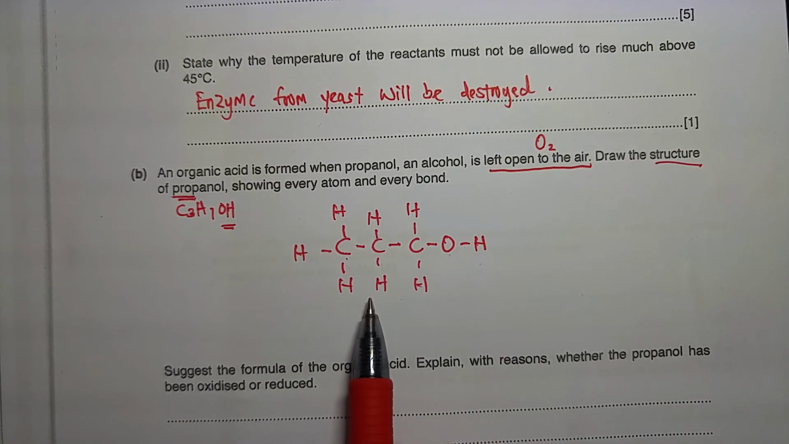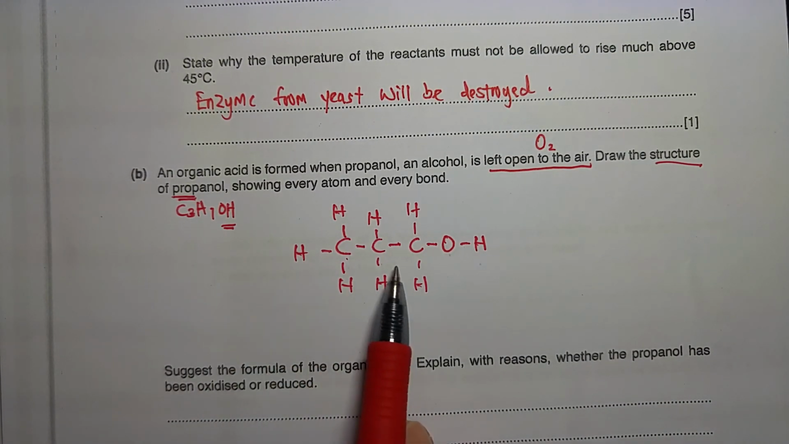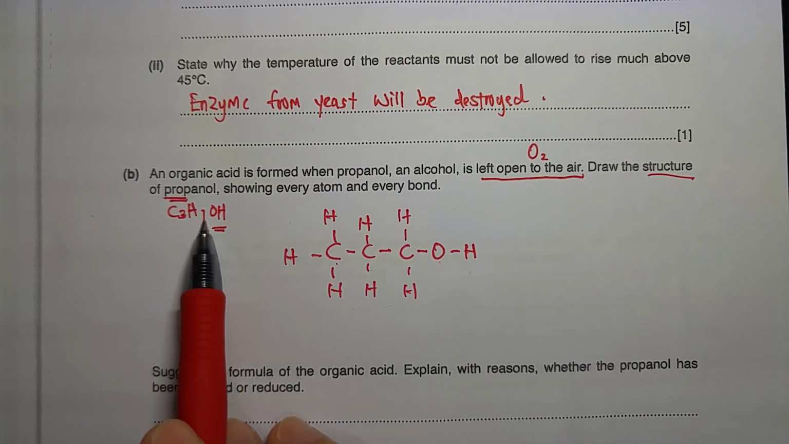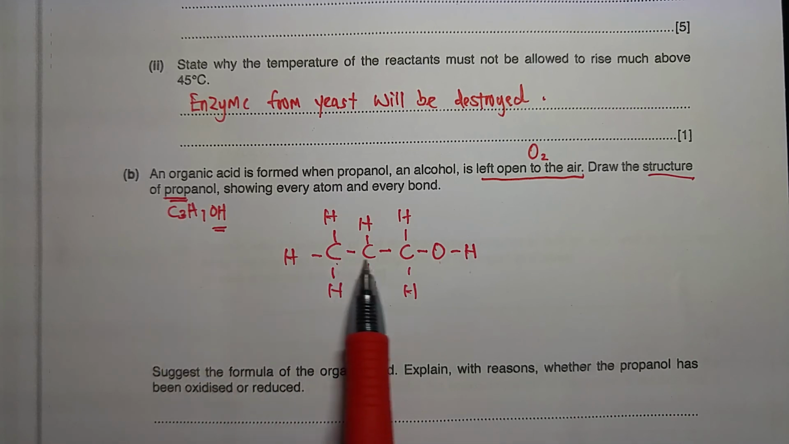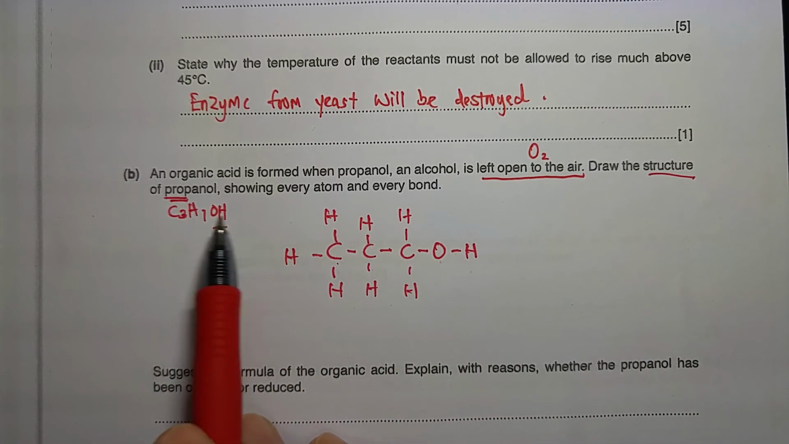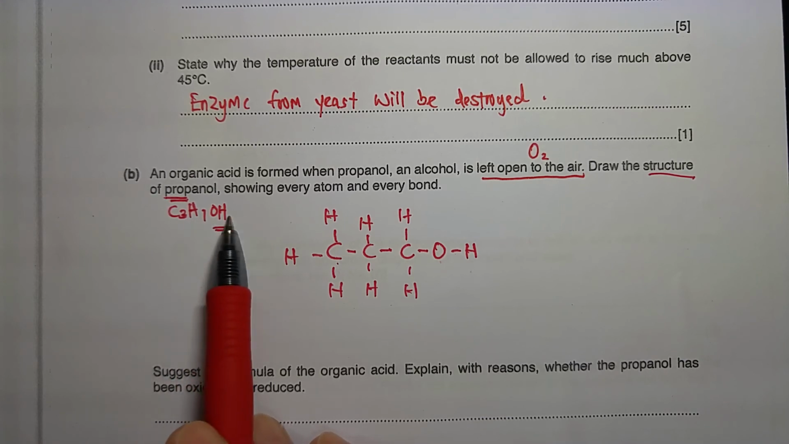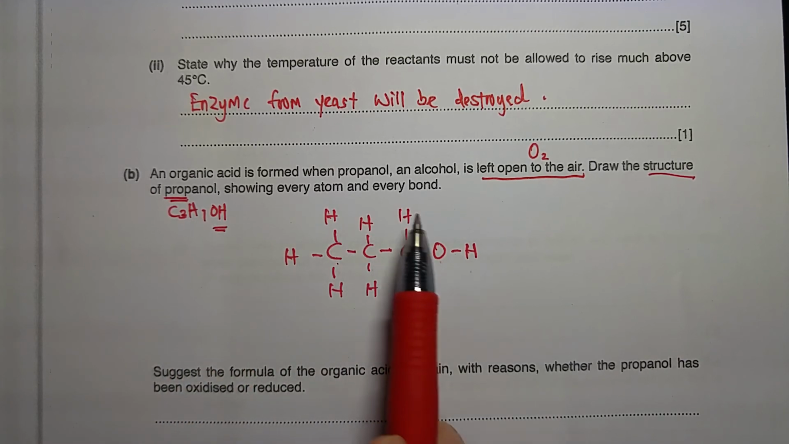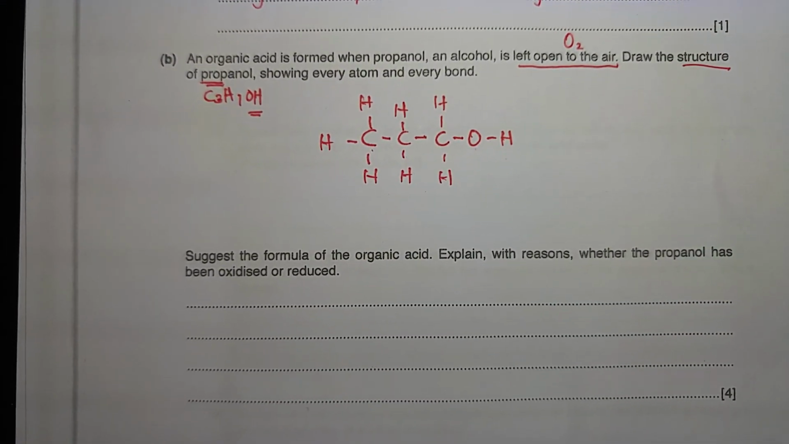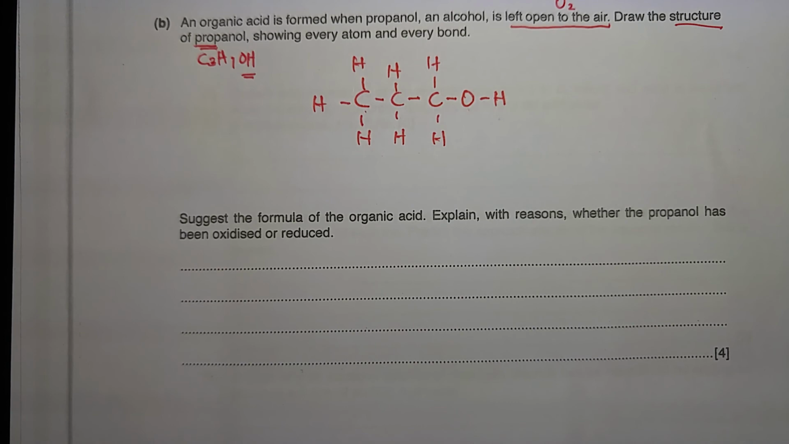Another thing to check would be to check the structural formula against the molecular formula. C3H8O, so there should be 3 carbons, and then 8 hydrogen atoms: 1, 2, 3, 4, 5, 6, 7, 8. And then oxygen is 1. So it's correct.